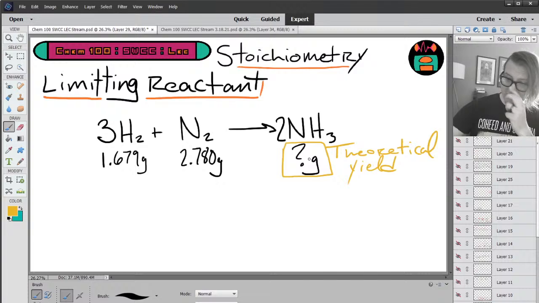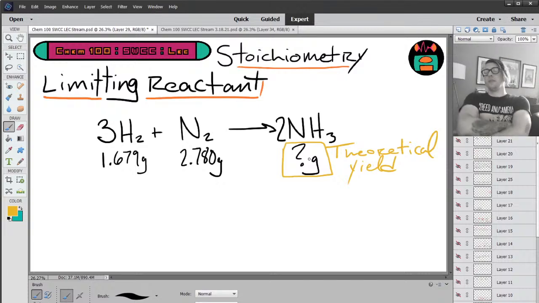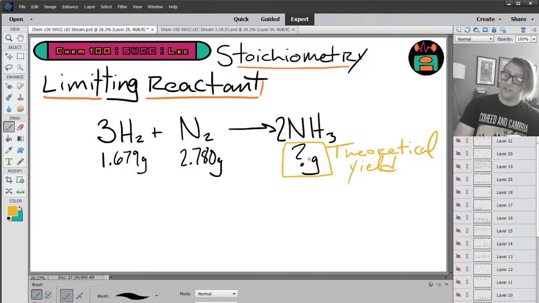Now, this problem is different than any other problem that I've done before. As I mentioned, if I had told you, oh, you start with 1.679 grams of hydrogen, how much ammonia do you make? You could do that problem. If I told you start with 2.78 grams of nitrogen, how much ammonia do you make? You could do that problem as well. This problem is different because we do not know what the limiting reactant is.